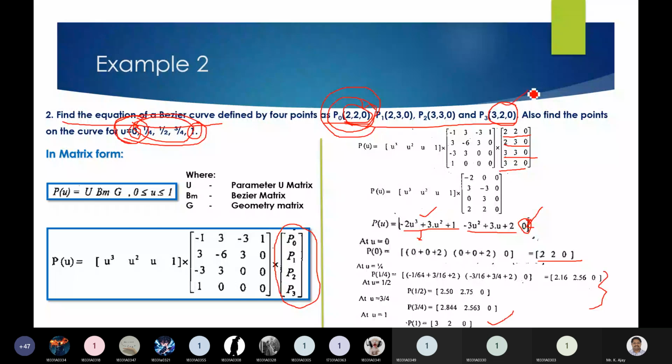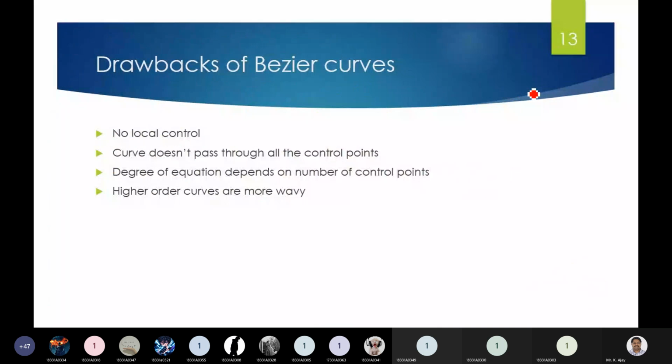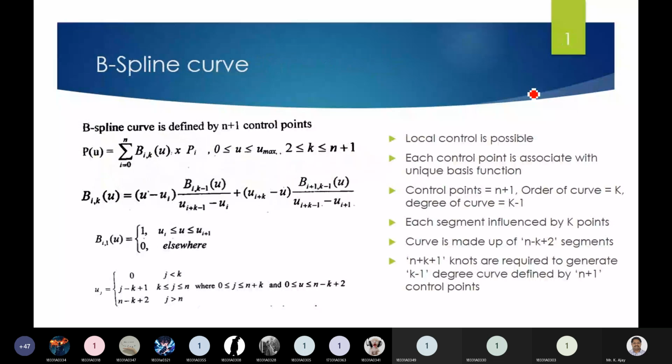And the characteristics of the Bezier curve, drawbacks, all these things we will try to discuss in the next class. Okay, time is up, right?